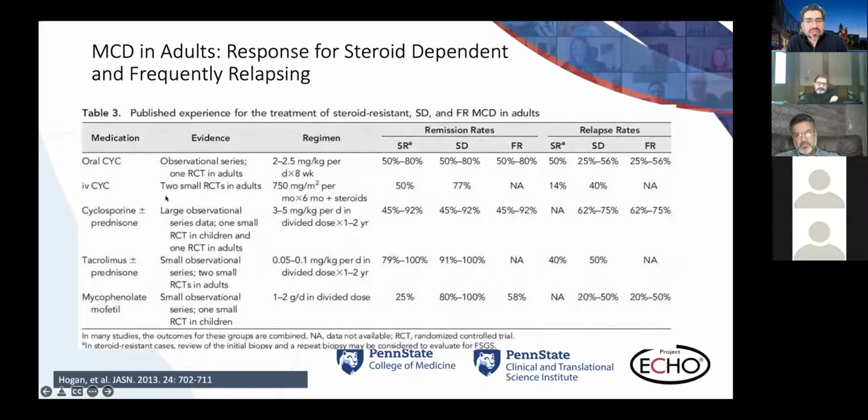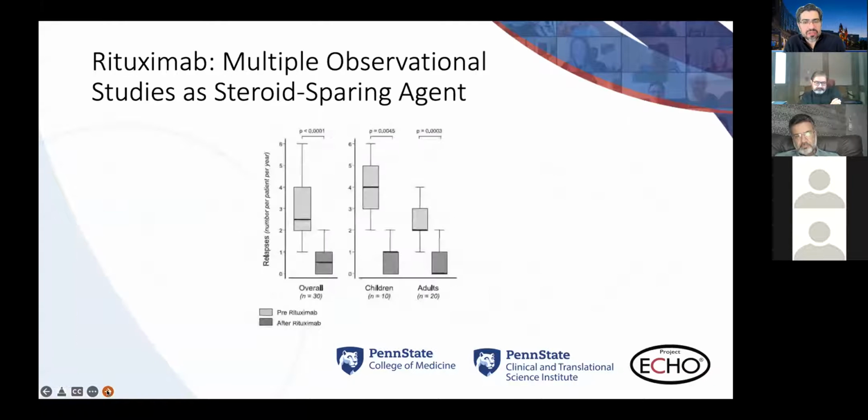Okay. And I think there were some trials with cyclosporin plus or minus prednisone, tacrolimus with the same, and MMF, and you can see that the response rate is pretty decent with these therapies. So rituximab, multiple observational studies as a steroid sparing agent. This is really the number of relapses per patient per year, and after rituximab, it actually helped reduce the number of relapses both in adults as well as in children.